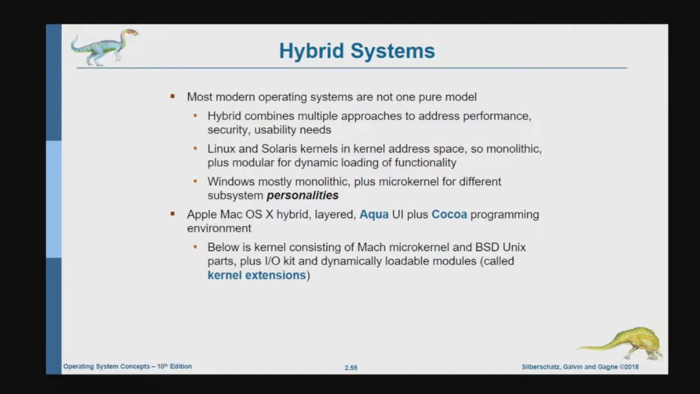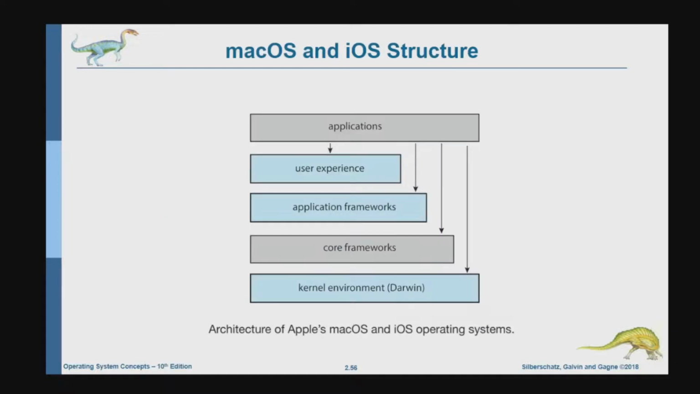So Apple also implements the hybrid approach. Below is a kernel consisting of the Mach microkernel and BSD UNIX part, plus the input-output kit and dynamically loadable modules called kernel extensions. So basically, what we have, the current or the modern one, is the hybrid operating system.